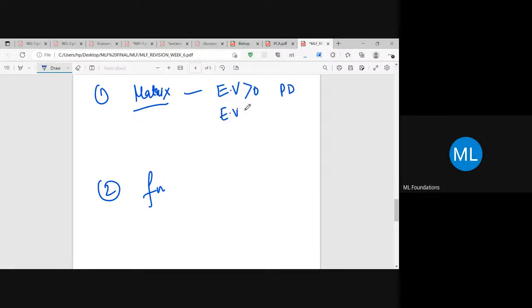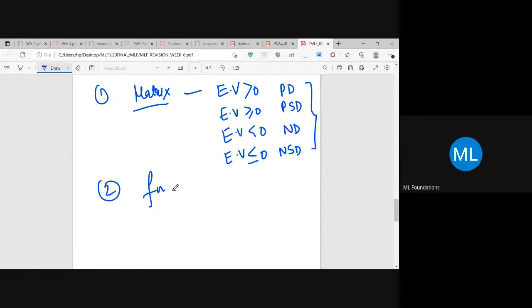If the eigenvalue is greater than or equal to 0, then this is positive semi-definite. Similarly, vice versa, if this is negative, then you can say negative definite. And if the eigenvalues are less than or equal to 0, then this is negative semi-definite. Any problem in this? No, right? So this is the one method.